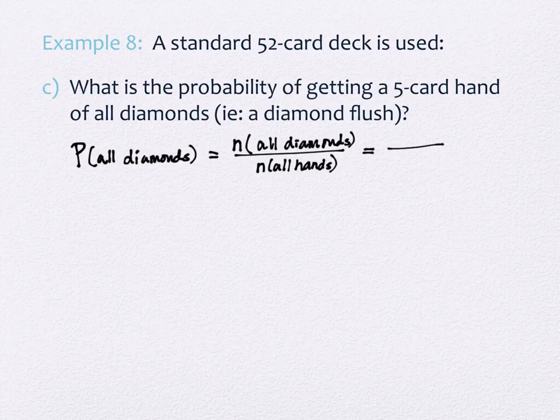How many all diamond hands are there? 1,287. And how many 5-card hands are there? 2,598,000. Like that number. Mm-hmm. 98,000, you're right, and then 960. So you definitely need your calculator to do this for you. We're going to turn it into a decimal. We are going to use 4 decimal places because you're going to need them. It's a very small number.